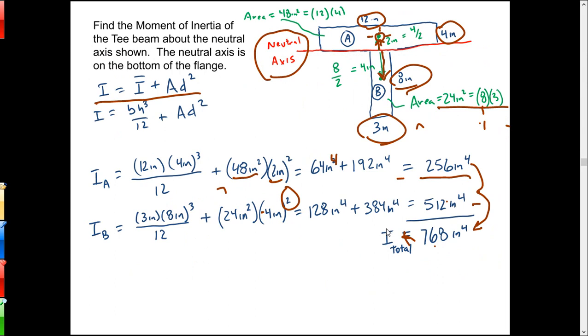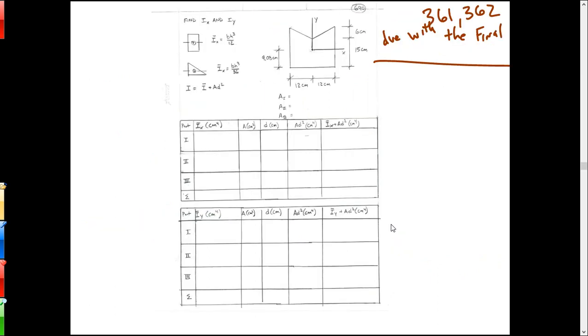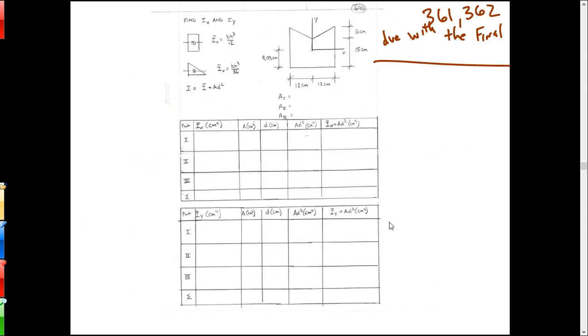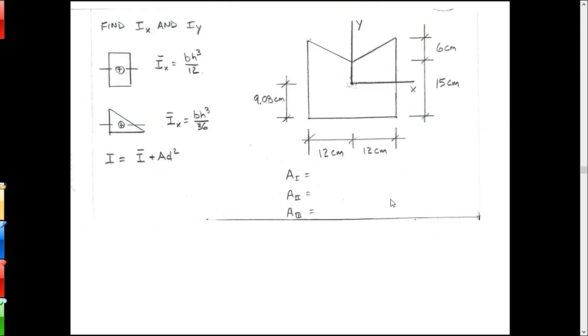So, we okay with that? That's the basics of it right there. Now, sometimes these things will get a bit more complicated. And when they do, I go into using a chart, same sort of thing as with centroids, okay?